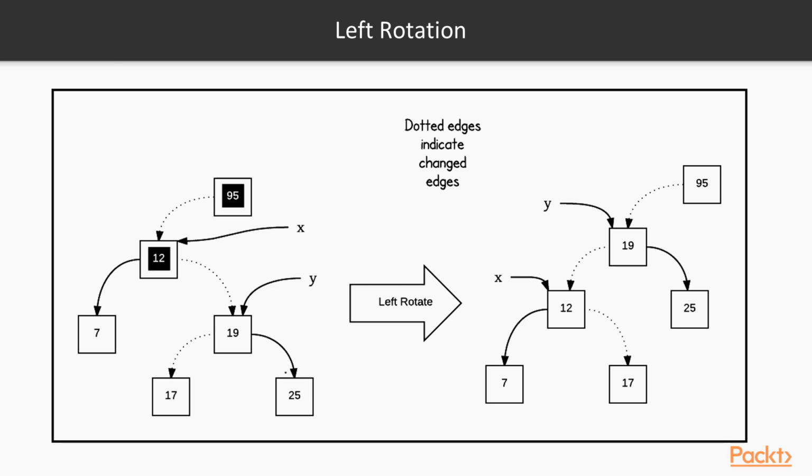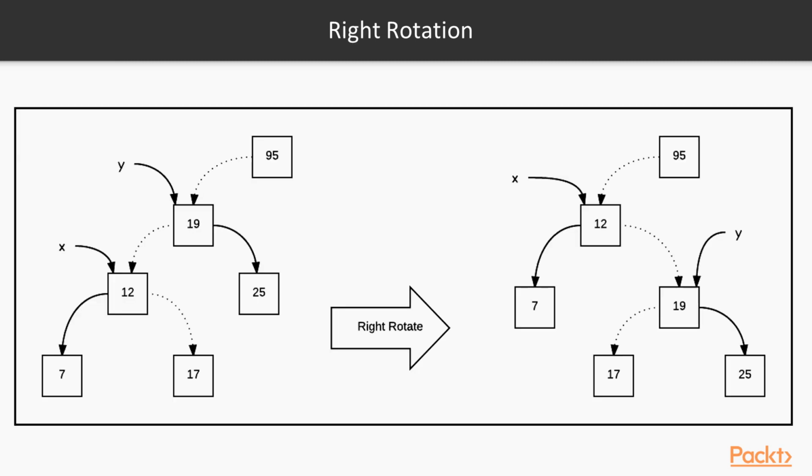The parent 95 of 12 has now become the parent of 19. The original left child of 19 was 17, which is now the right child of 12. Lastly, 12 is now the new left child of 19. Note that we just changed a fixed number of pointers. The children of 7 and 17 are not affected at all, as also the tree above 95. The complexity of the rotation is big O of 1. The change is pretty localized.